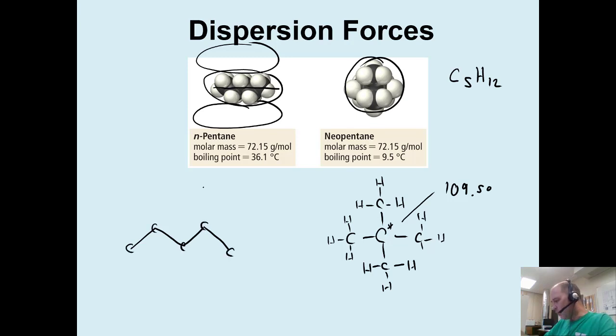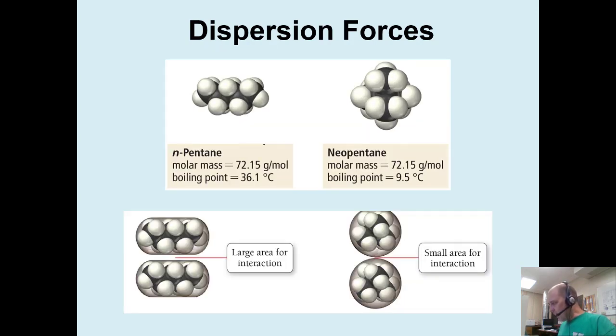This will become important, and you know that carbon needs 4 bonds, so each of these carbons also has a hydrogen attached to it. And that's how it wiggles, and so it can pack a lot tighter, and so it has an effect on the boiling point, right? So essentially more surface area. Same molar mass, but different boiling points. So again, this is just small area of interaction, large area of interaction.